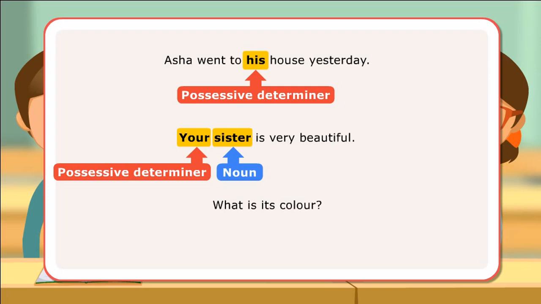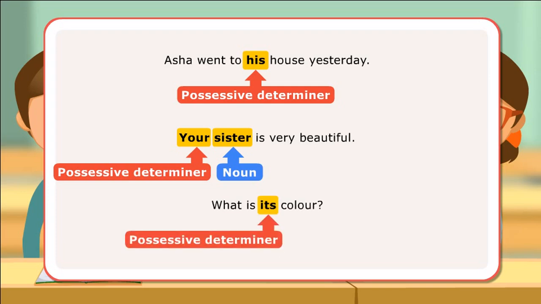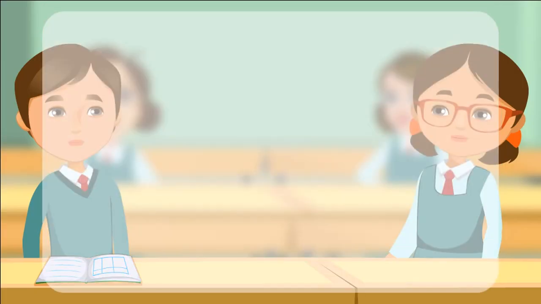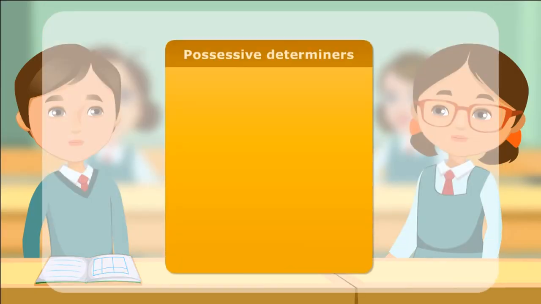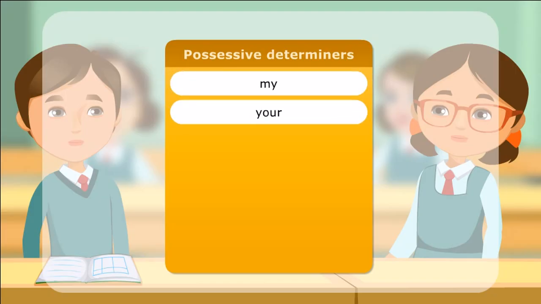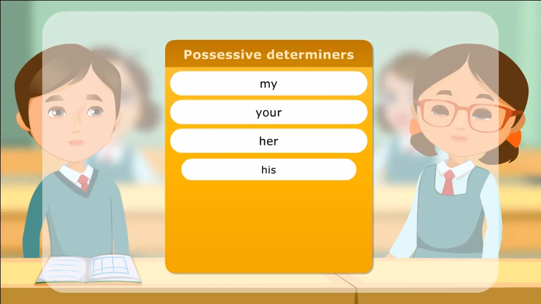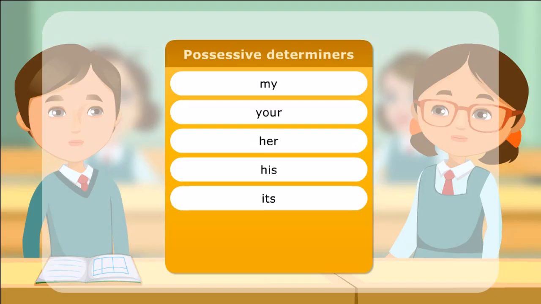In the third sentence, its is a possessive determiner since it is followed by the noun color and gives information of possession about the noun. Here is a list of possessive determiners: my, your, her, his, its, our, their.